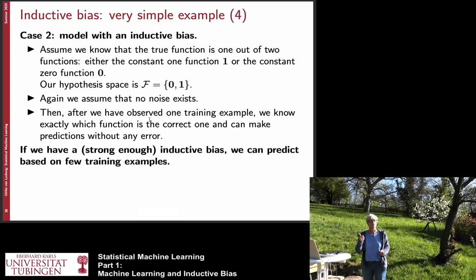And now we observe one particular data point. Once we've seen this one data point, we know which is the correct function, because we observe whether the output value is 0 or 1. And after observing it, because we don't have any noise, we know, by our inductive bias, that it's either the function constant 0 or the function constant 1. Then we can predict for all other values in our space, and we're always going to get the correct result.